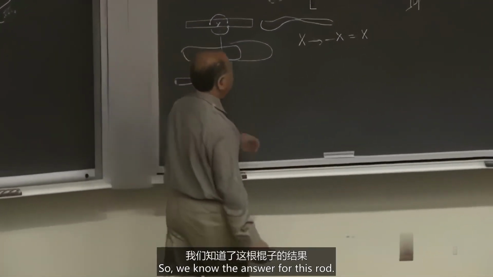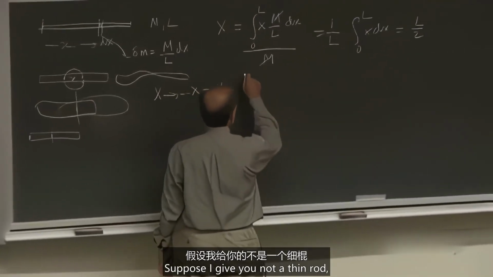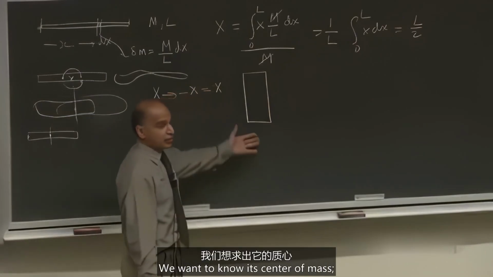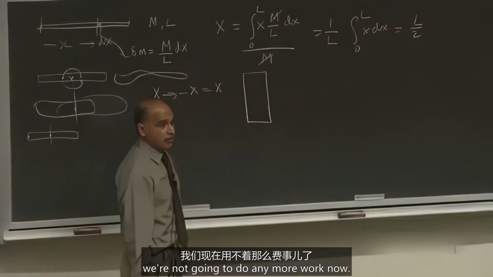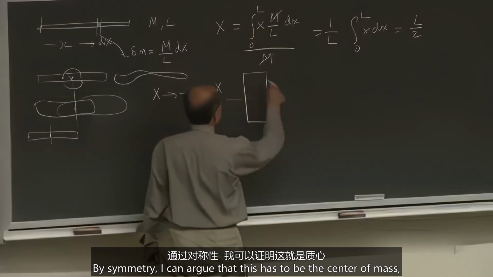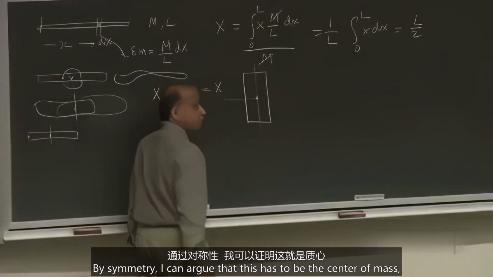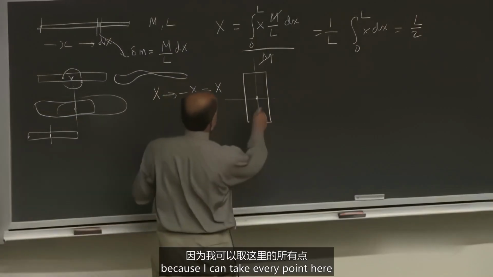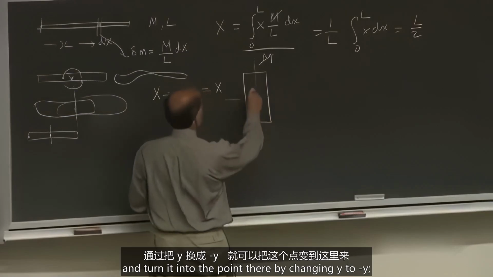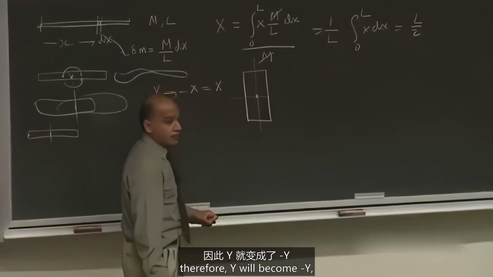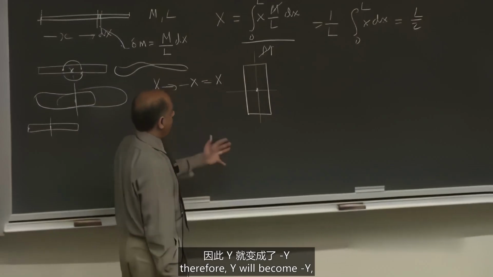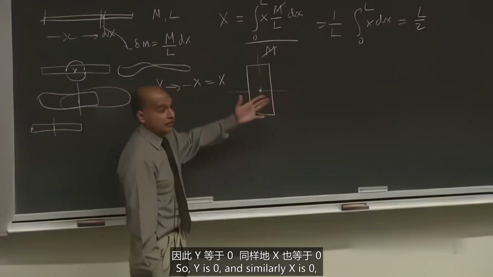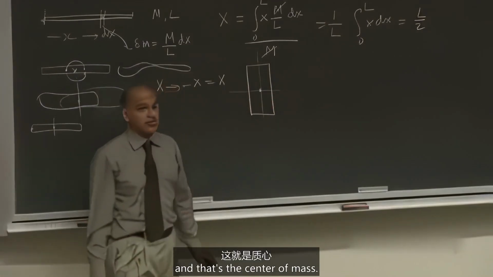So we know the answer for this rod. Suppose I give you not a thin rod, but a rod of non-zero width. We want to know its center of mass. We're not going to do any more work now. By symmetry, I can argue that this has to be the center of mass. Because I can take every point here, turn it into the point there by changing y to minus y. Therefore, capital Y will become minus capital Y. But the body looks the same after this mapping. So capital Y is 0. Similarly, capital X is 0, and that's the center of mass.